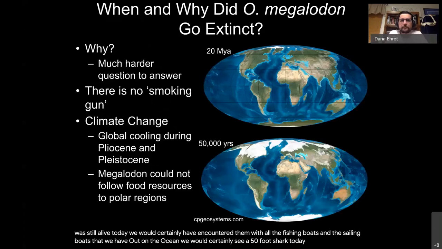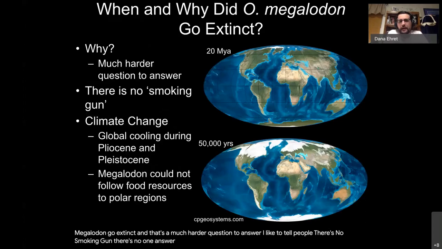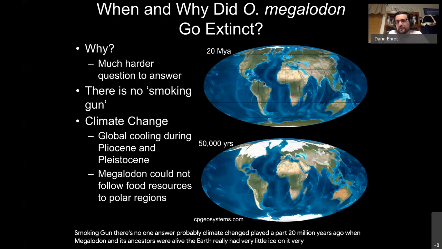So why did Megalodon go extinct? And that's a much harder question to answer. I like to tell people there's no smoking gun, there's no one answer. Probably climate change played a part. 20 million years ago when Megalodon and its ancestors were alive, the Earth really had very little ice on it, very little Arctic and Antarctic ice. The oceans were somewhat warmer, and the continents were a little bit shifted differently.